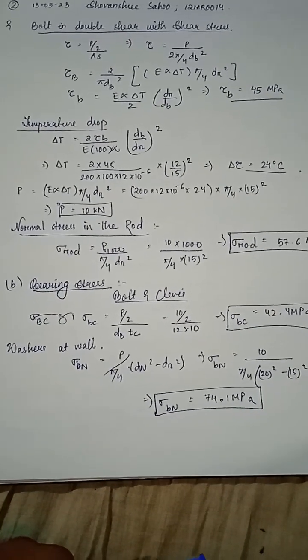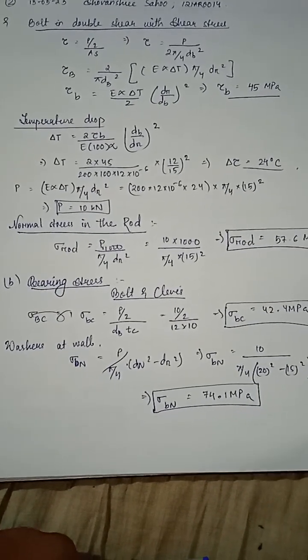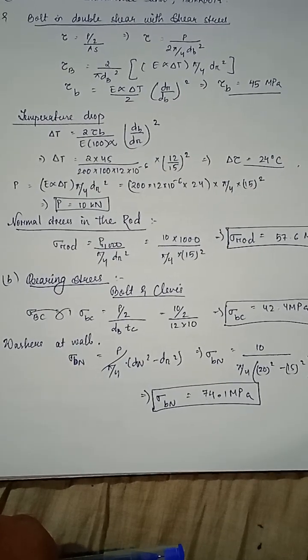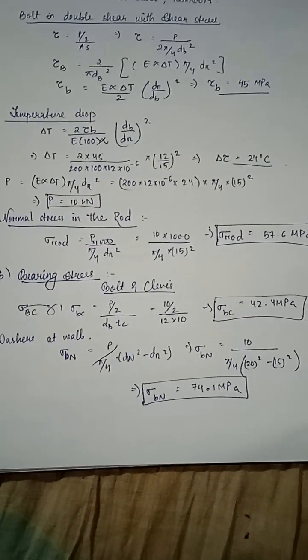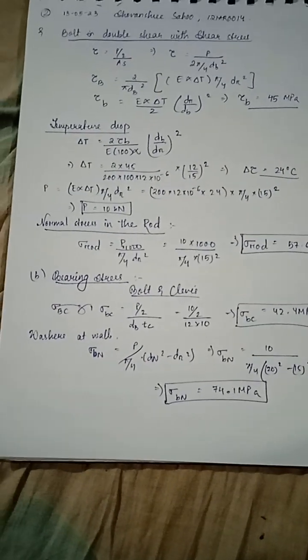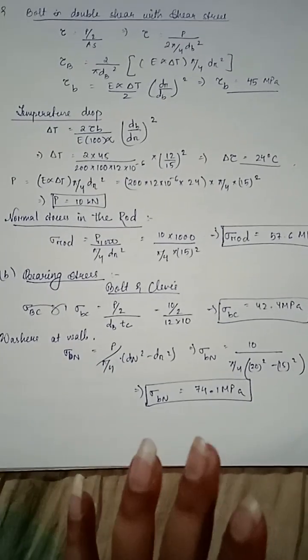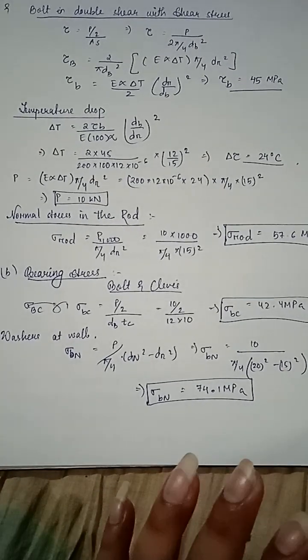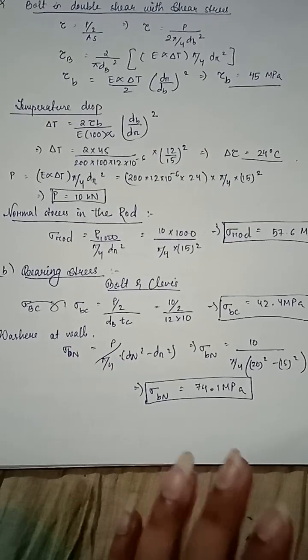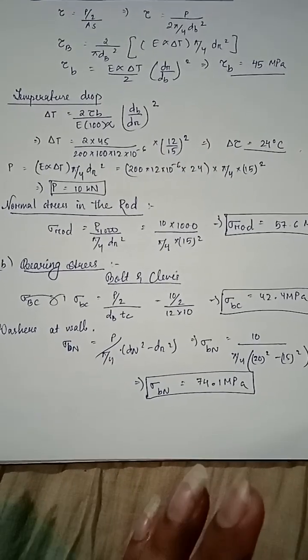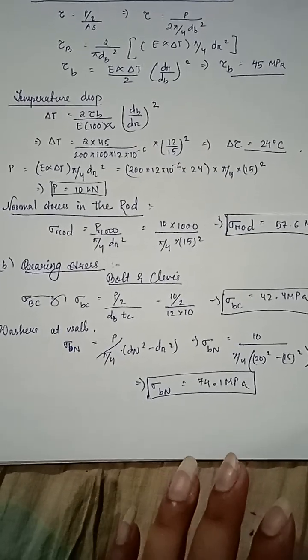The bolt is in double shear, with resist. Tau is equal to P by 2 into AS, implying tau is equal to P into 2 by pi by 4 dB square. Tau B is equal to 2 by pi dB square into E alpha delta T into pi by 4 dr square. Tau B is equal to 45 MPa. Temperature drop del T is equal to 2 tau B by E alpha into dB by dr whole square. Applying, del T is equal to 24 degrees Celsius.